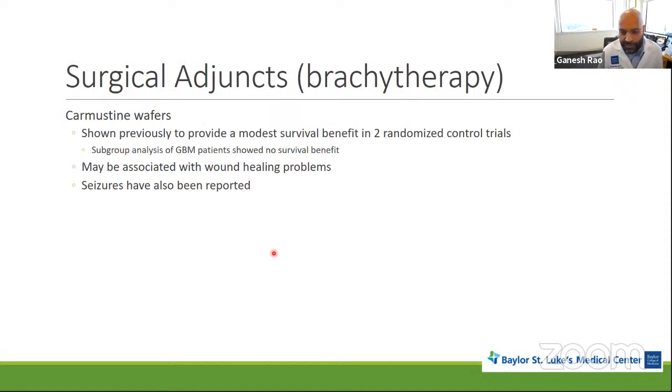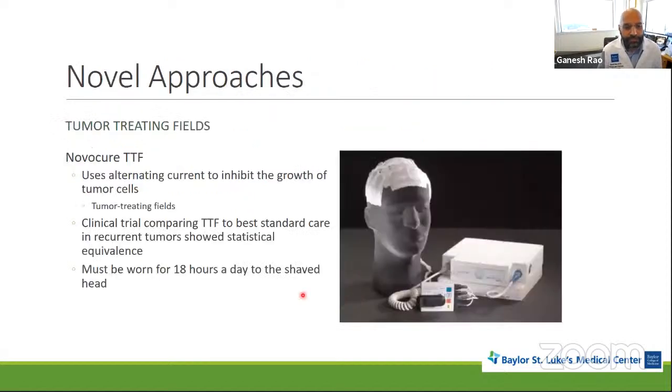And so we're going to see over the next few years, I think, some changes in how local brachytherapy is used. I also want to mention post-operative changes. There are novel things like tumor-treating fields, or the Novocure TTF. This uses alternating tumor-treating fields to treat brain tumors. There have been at least two clinical trials validating its use and promoting survival. There are some technological challenges to this.